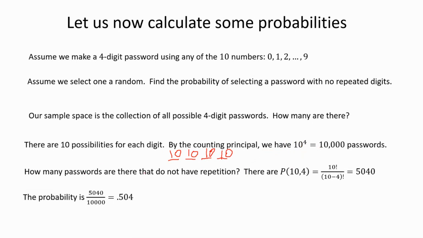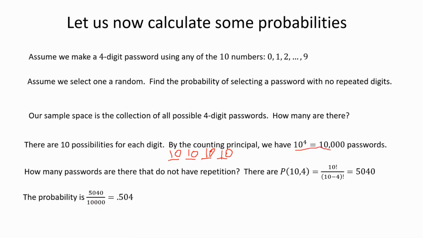Now, how many passwords are there then? So this is the total number of passwords. These are all of them, including the repetition ones. But what about the ones that don't have repetition? Well, those are the permutations. That's P of 10 comma 4. Order matters, so the passwords we're interested in are the permutations, but we don't want repetition, excuse me. That's what this is. So the probability then of choosing a password with no repeated digits would be this.